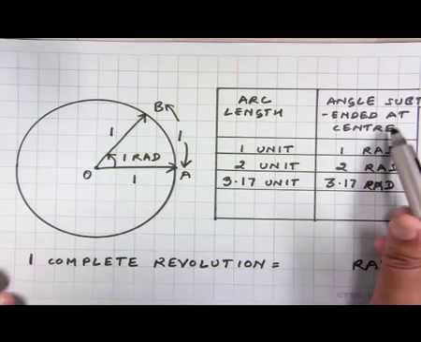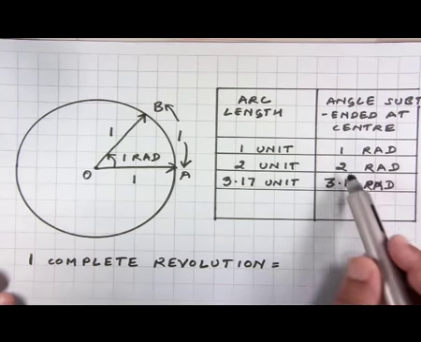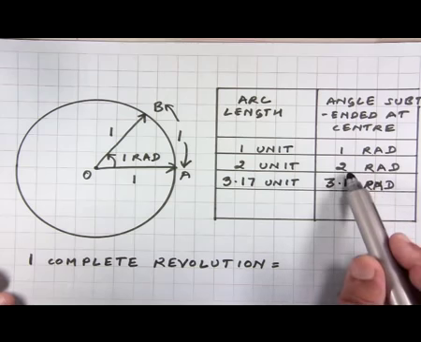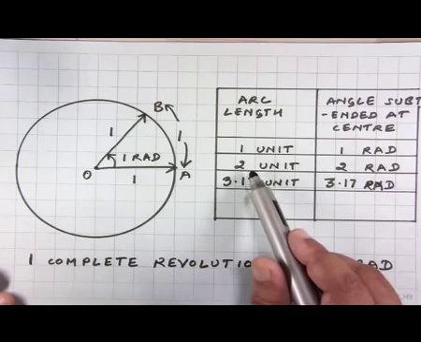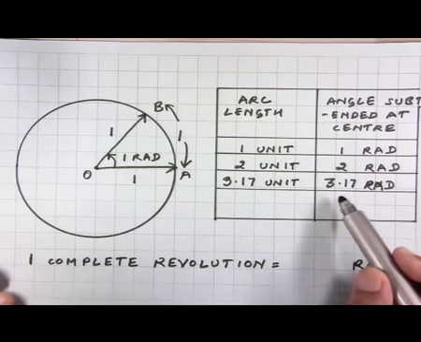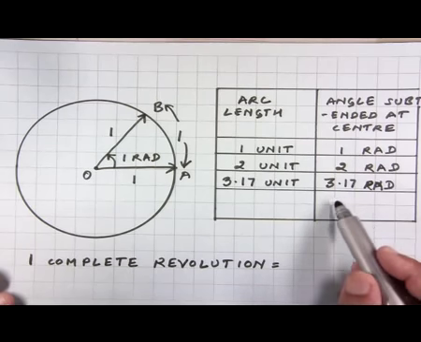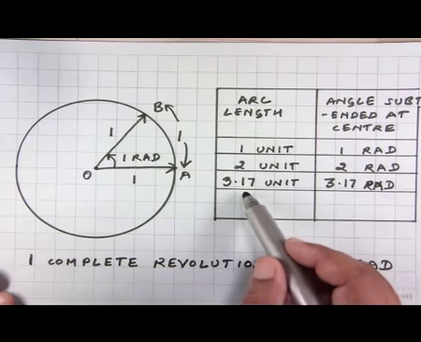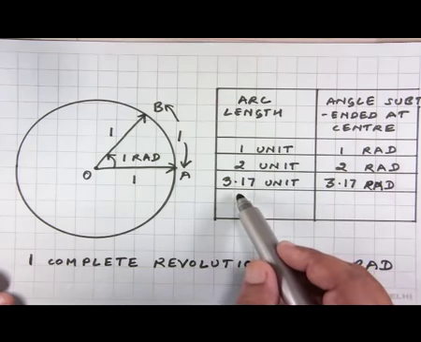If you increase the angle subtended at the center to 2 radians, and as we saw on the previous slide, the length of the arc will double from 1 unit to 2 units. If the angle subtended at the center is, for example, any fractional or decimal number, any real number like 3.17 radians, then the arc length will be 3.17 units.